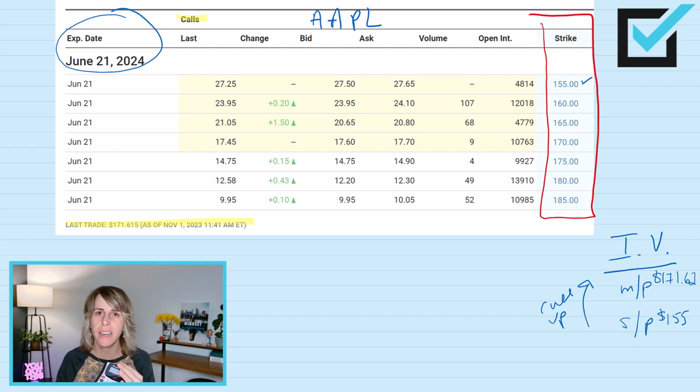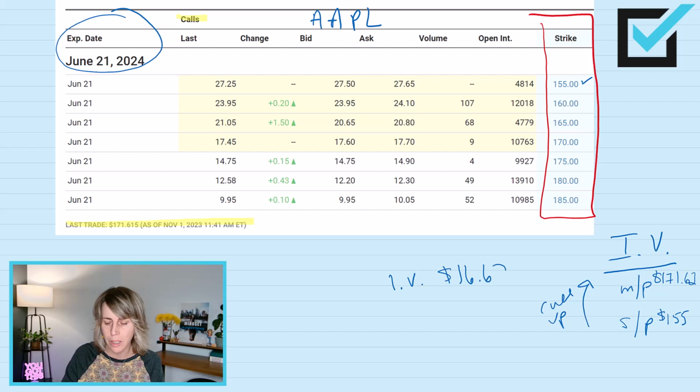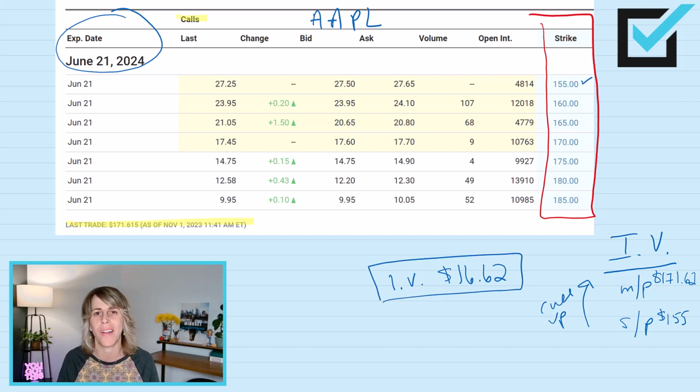Use a calculator. I can't think without a calculator. I have an accounting degree. That is what accountants do. They use calculators. So we're going to do the market price, 171.62 minus 155. We have an intrinsic value of this very first option here and on this quote of $16.62. Now, why does she care about that?